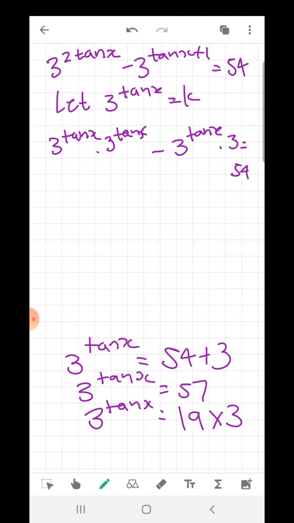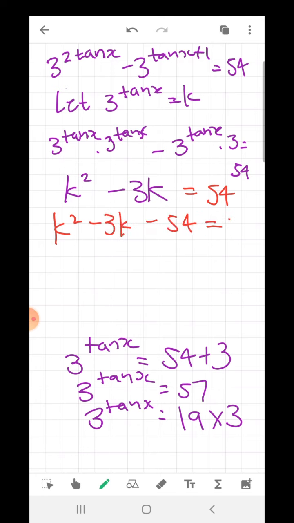Okay, cool. So now we have k squared minus 3k. See, the reason I like you to write it out is because if you had just done it straight from here, you might get tempted to just say k to the power of 1. It happens. Okay, minus 3k is equal to 54. Now you have a trinomial. Minus 54. Factors of 54, when added or subtracted, that will give me 3, is 6 and 9.